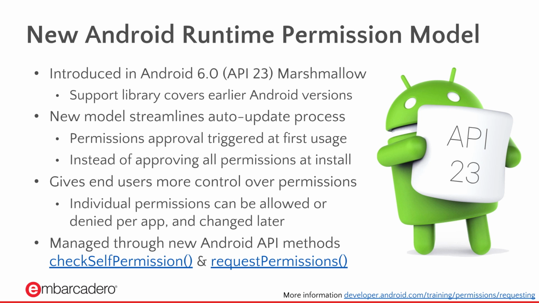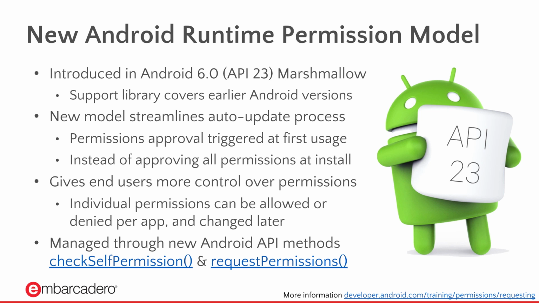So the new runtime permission model was introduced in Android 6.0, API 23, Marshmallow. You can use the support library to target earlier versions. For example, if you wanted to target Lollipop, which Rio supports, the Android support library is built into RAD Studio, Delphi, and C++ Builder, and takes advantage of that, so that you can still support Lollipop with the new Android runtime permission model. Now, the support library doesn't go all the way back to Android 1, which is why it doesn't support every earlier version. It only supports Lollipop moving forward.